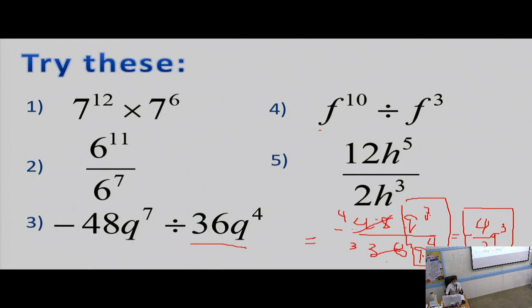Again, 48 and 36 are both divisible by 12. 48 divided by 12 is 4, and since that is negative, we make it negative 4. And 36 divided by 12 is 3. And with the exponential numbers, q to the power of 7 divided by q to the power of 4 is q to the power of 7 minus 4, which is 3. And so our answer is negative 4 over 3 q to the power of 3.